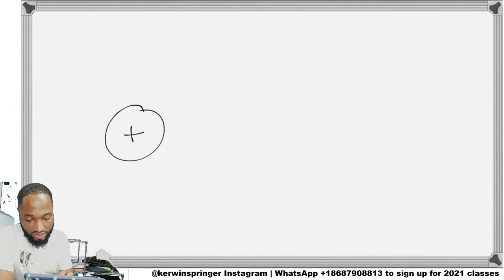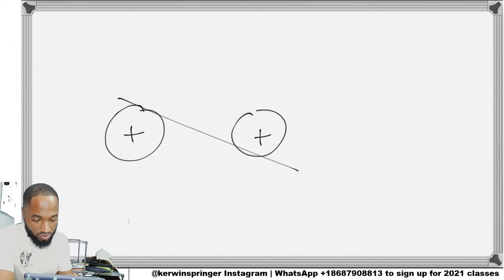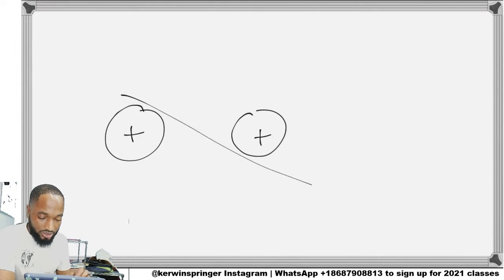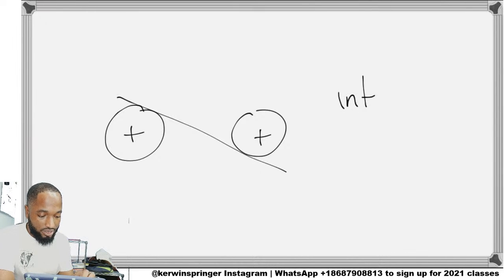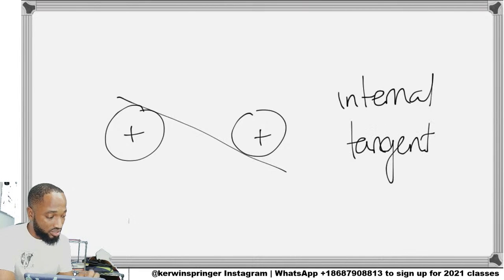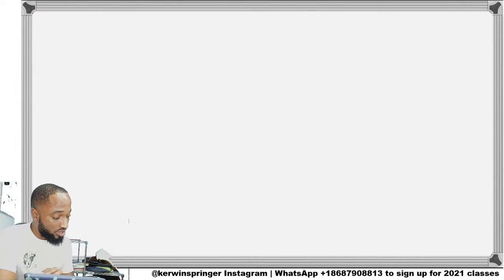What type of tangent is this, people? You need to know what type of tangent they call this between two circles. That's called an internal tangent. Go and learn your tangents, real tangents. Every single time you see tangents in the textbook, learn something like that.